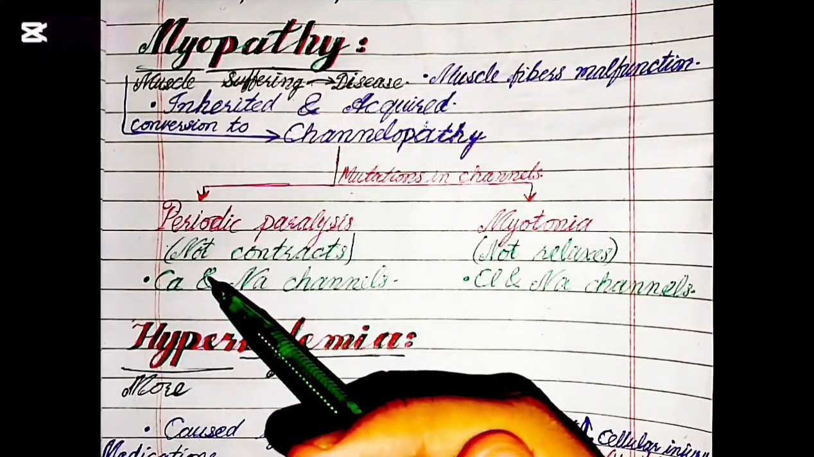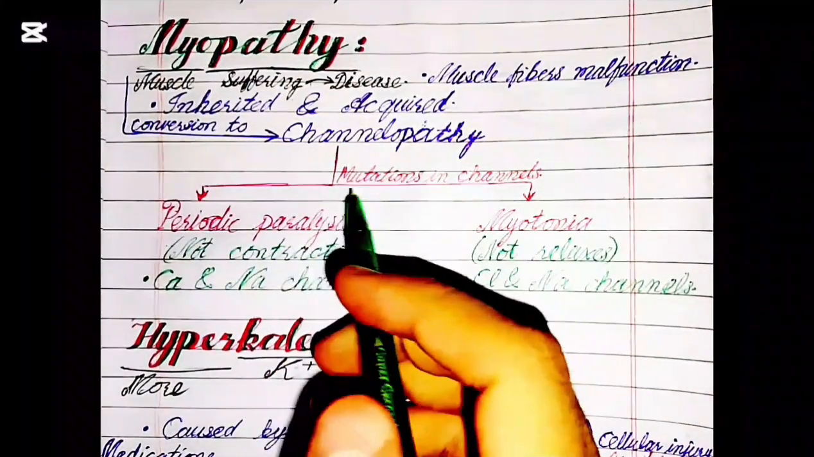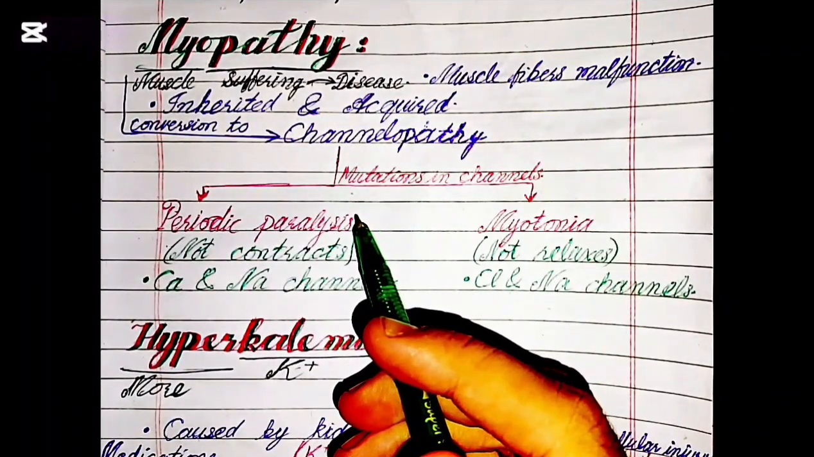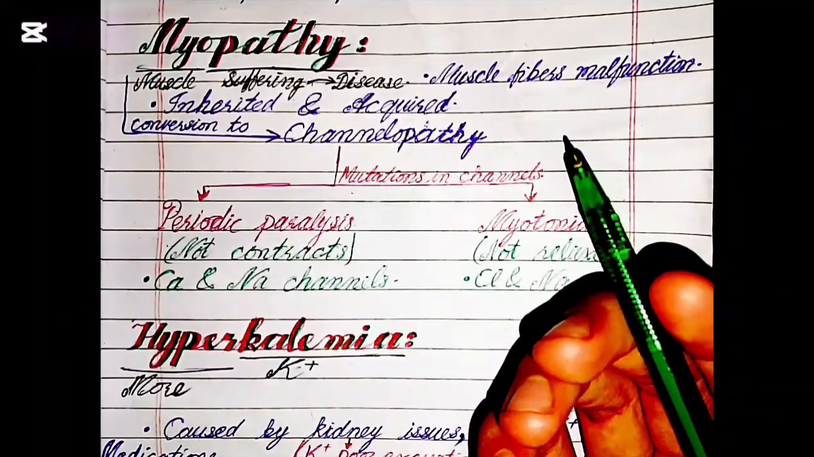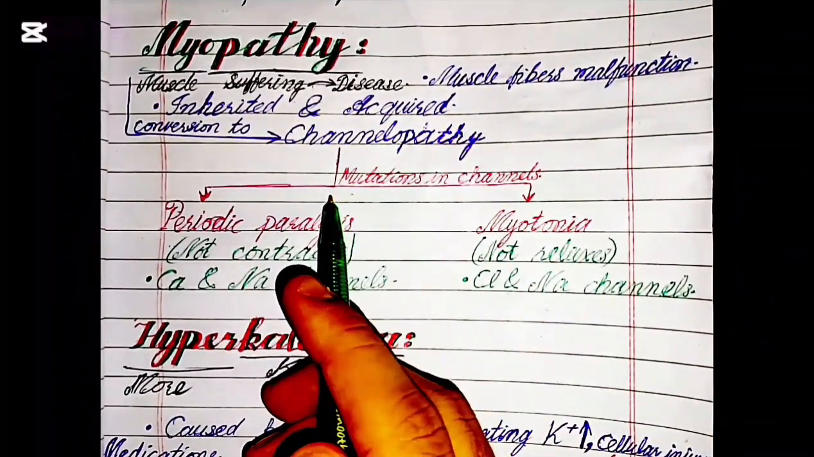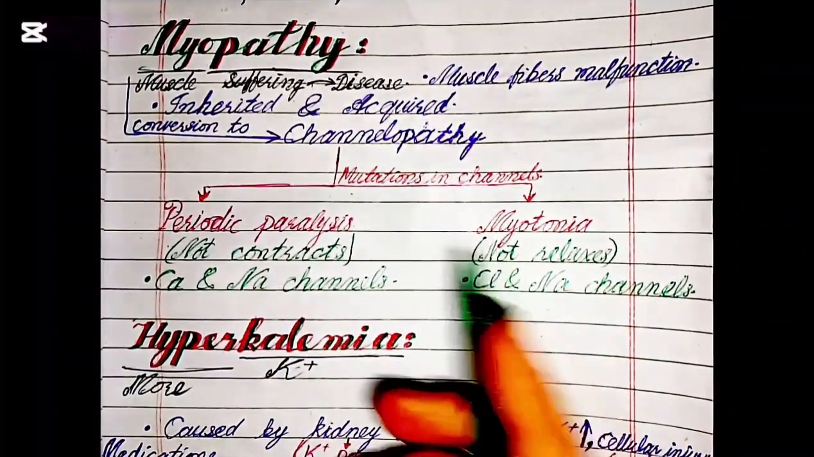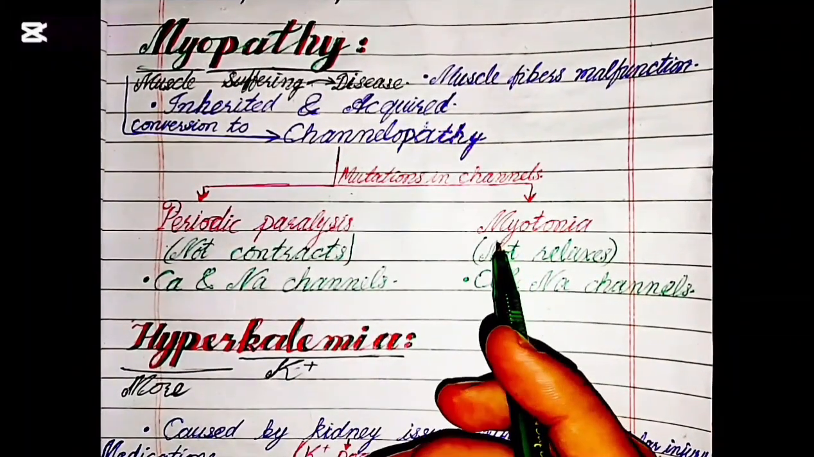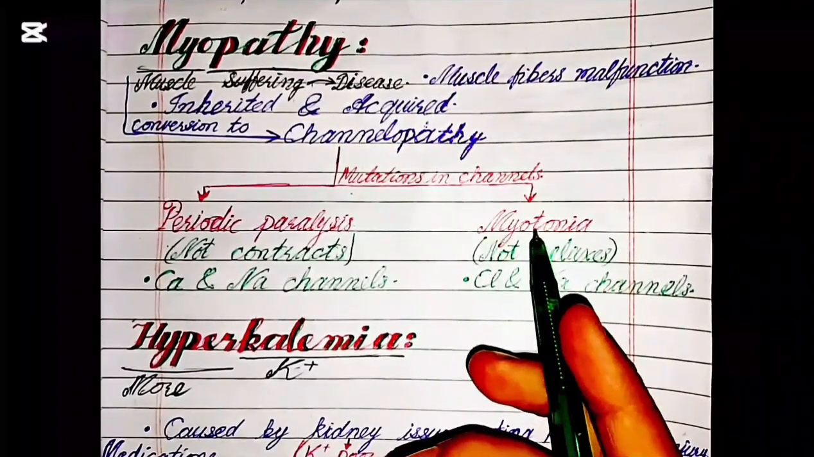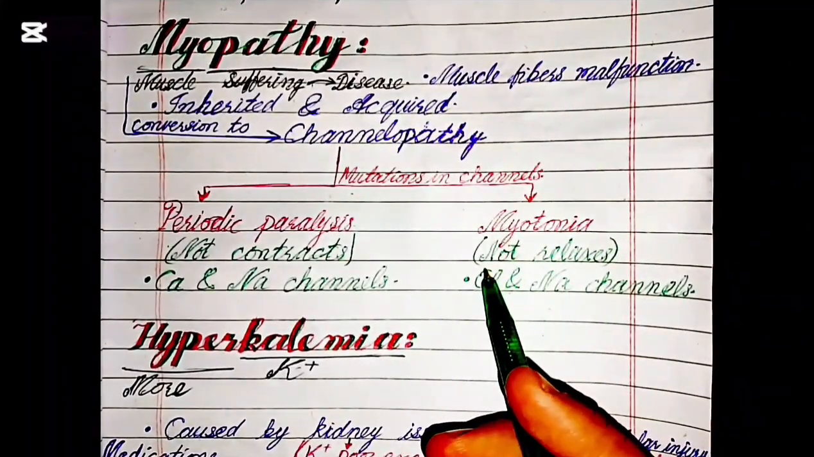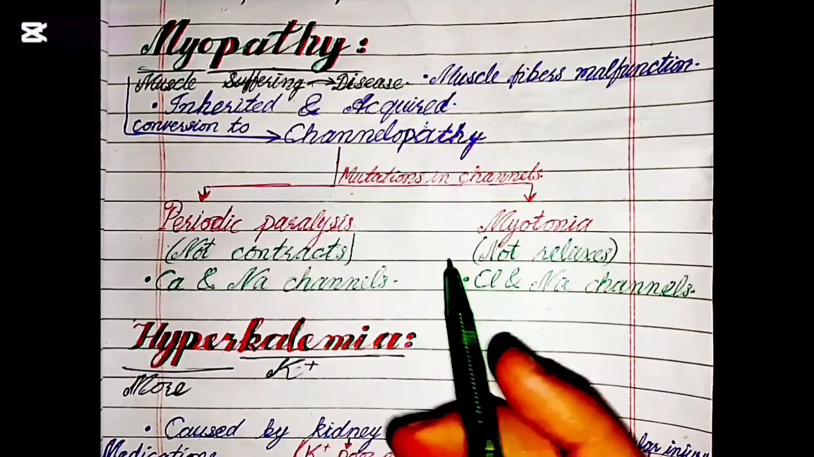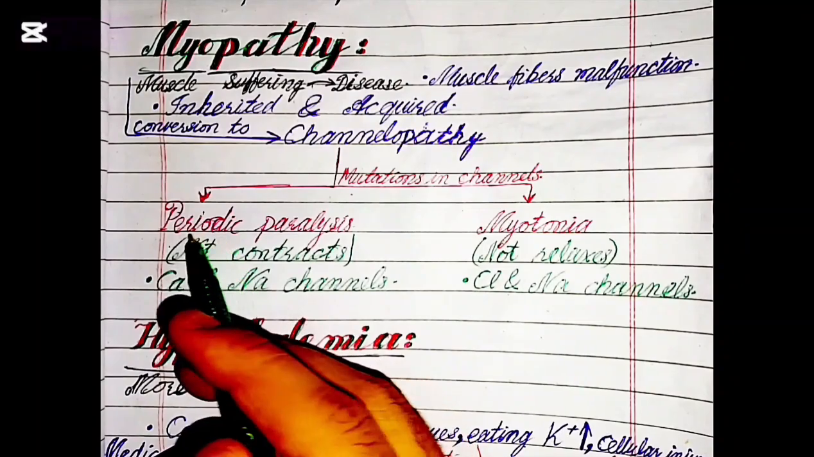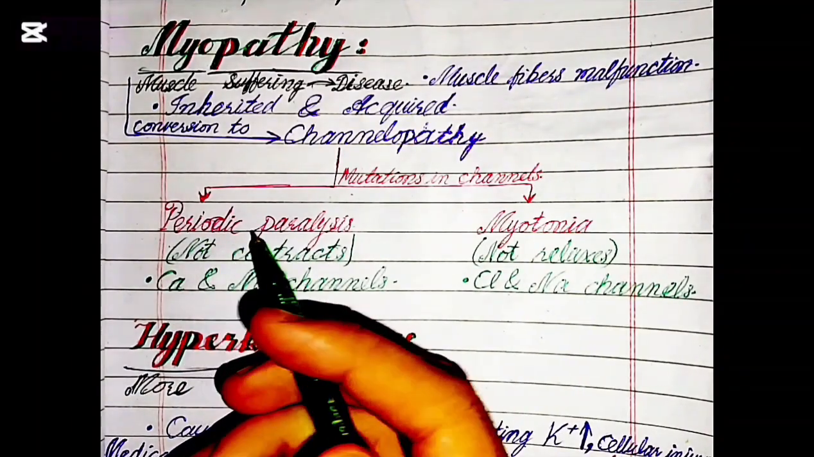In channelopathy, mutations mainly occur in the genes, and as a result, the channel doesn't work properly. There are two types of channelopathy: myotonia and periodic paralysis. In myotonia, the muscle doesn't relax. Myo and tone. So the muscle contracts, and after contraction, it doesn't relax. And periodic paralysis is a specific type of paralysis which comes after periods, some interval of time. In this, the contraction doesn't occur.